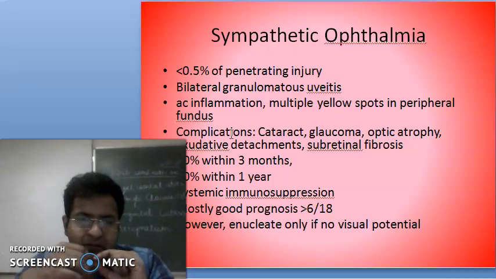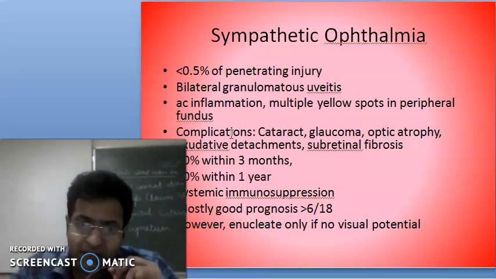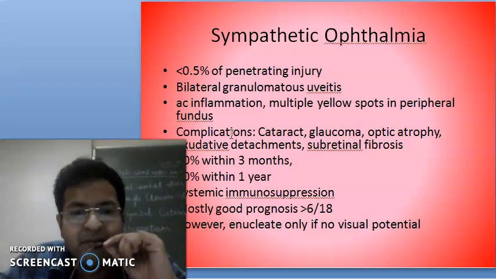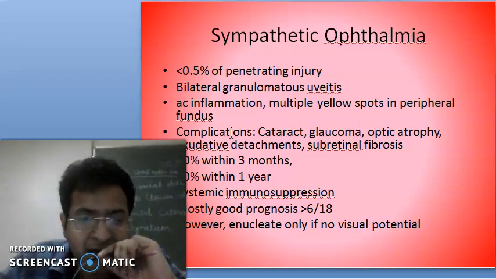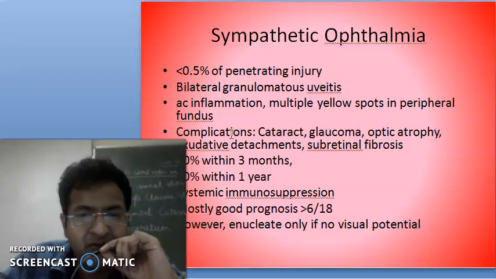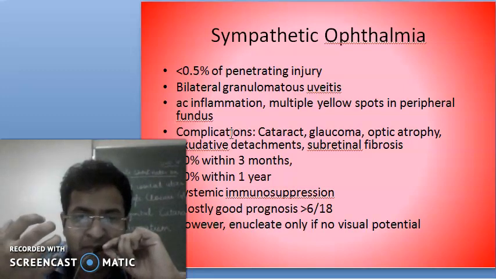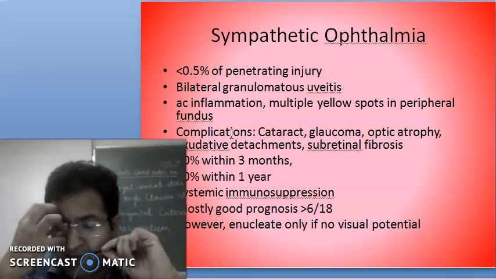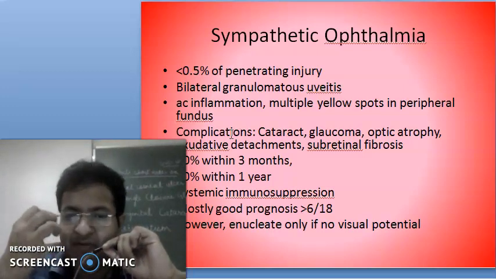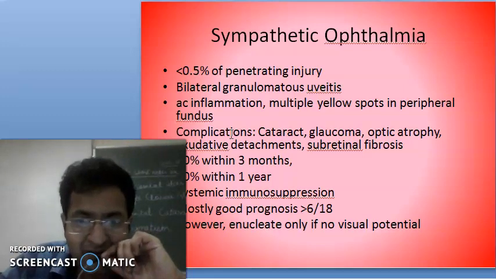At last, we come to how the trauma can affect the other eye, the non-involved eye. The other eye can be involved as a case of sympathetic ophthalmia in less than 5% of the penetrating injuries. What is sympathetic ophthalmia? It is a bilateral granulomatous uveitis. For example, my right eye is injured. The granulomatous uveitis will be present in both the eyes. There is an anterior chamber inflammation, multiple yellow spots in the peripheral fundus.